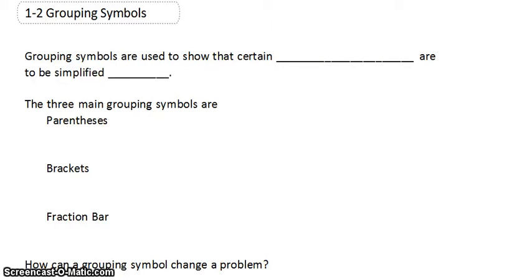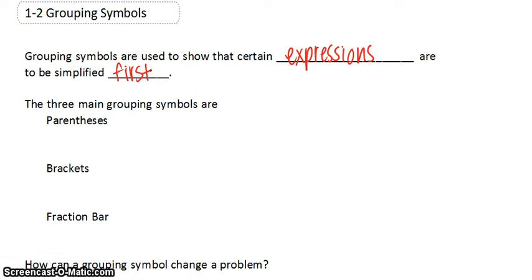All right, so we're on to section 1.2, grouping symbols. Grouping symbols are used to show that certain expressions are to be simplified first. Now, you remember how we said an expression, where we simplify, doesn't have an equal sign, okay? So that's an expression. So that means whatever is in the grouping symbols we need to do first, before the order of operations.